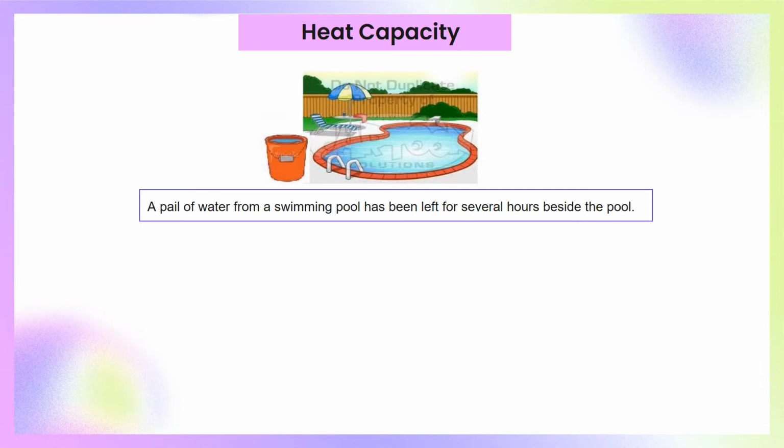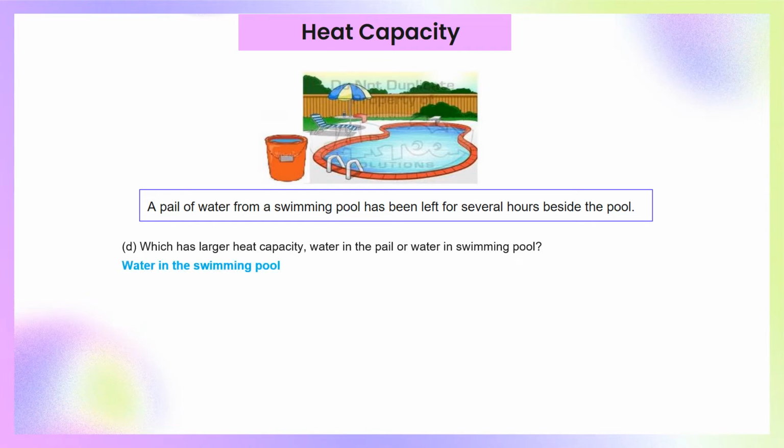The next question is, which has larger heat capacity, water in the pail or water in the swimming pool? So the answer is the water in the swimming pool. This is because the water in the swimming pool has a larger quantity than the water in the pail, so it has larger heat capacity.